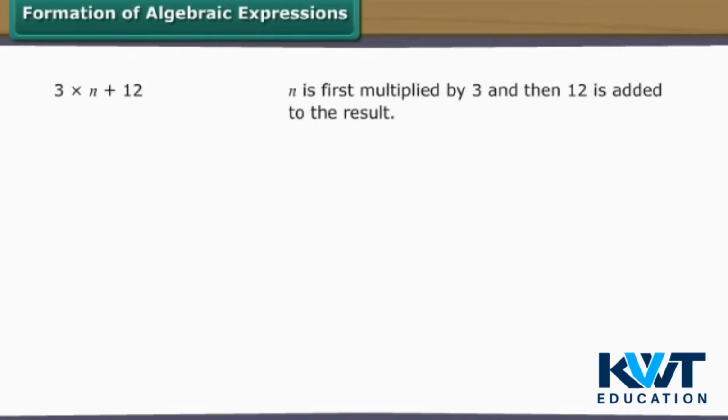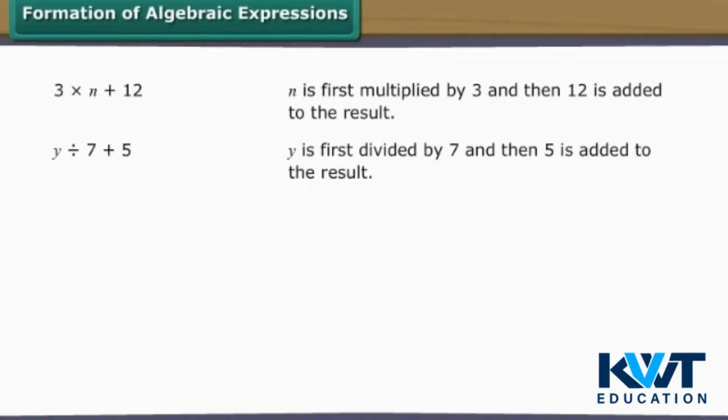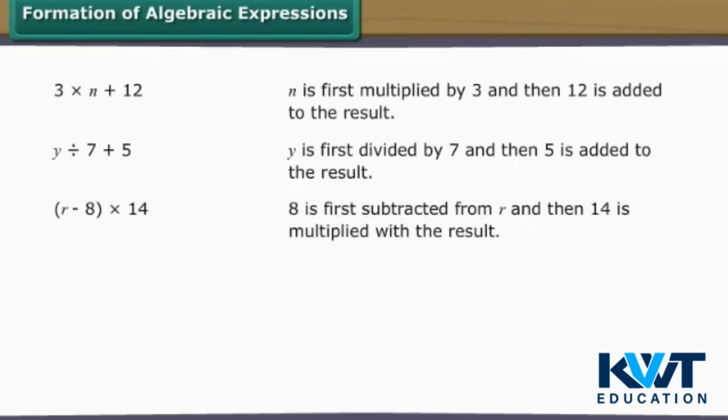Formation of algebraic expressions. Let us now take up some algebraic expressions and explain how they are formed. 3 into n plus 12: n is first multiplied by 3 and then 12 is added to the result. y divided by 7 plus 5: y is first divided by 7 and then 5 is added to the result. (r minus 8) into 14: 8 is first subtracted from r and then 14 is multiplied with the result.